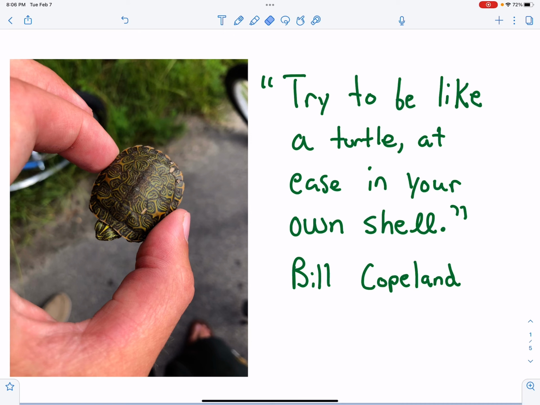Before we get started in our note packet today, got a little quote here for you. It relates to a picture I took down the Outer Banks this past summer. And the quote says, "Try to be like a turtle, at ease in your own shell."